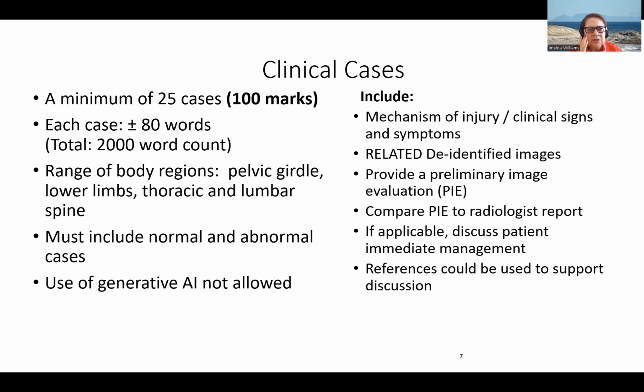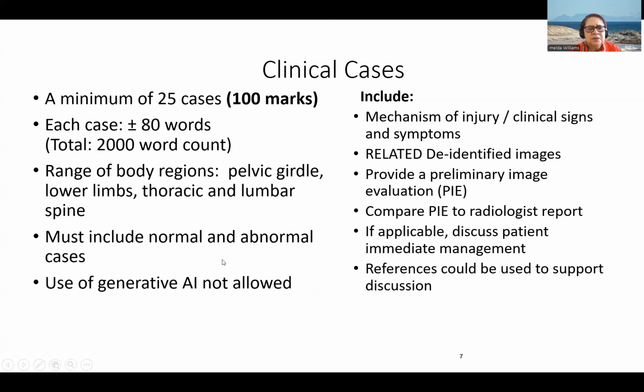So as mentioned, you need to compile 25 cases and include all of the body regions. So from the pelvis, looking for the femur, the knee, the lower leg, the ankle and the foot. And then, of course, also the thoracic and lumbar spine. The overall word count for the clinical case report is 2,000 words, so around about 80 words per case. However, don't fret too much about that because some of your cases will be more than 80 and some will be less than 80. And as mentioned, these are the body regions that you need to include.